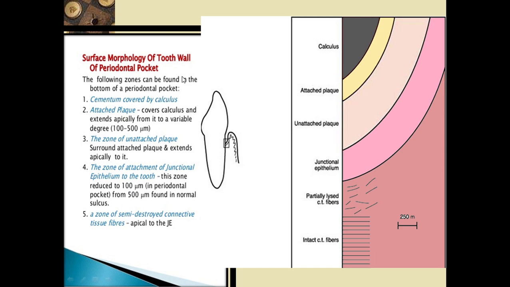The surface morphology of the tooth wall of a periodontal pocket is given here on the screen. But the important thing to remember is that the junctional epithelium always remains intact. Although the number is drastically reduced, it might have ulceration, it might have finger-like projections, but it will always be there.